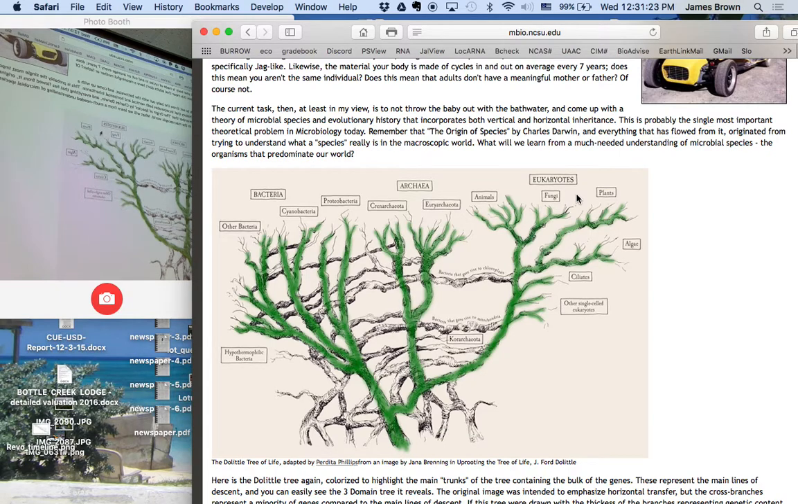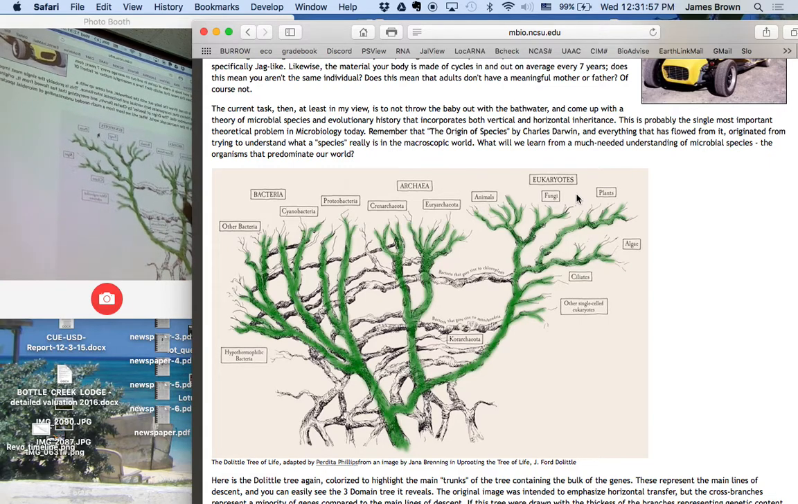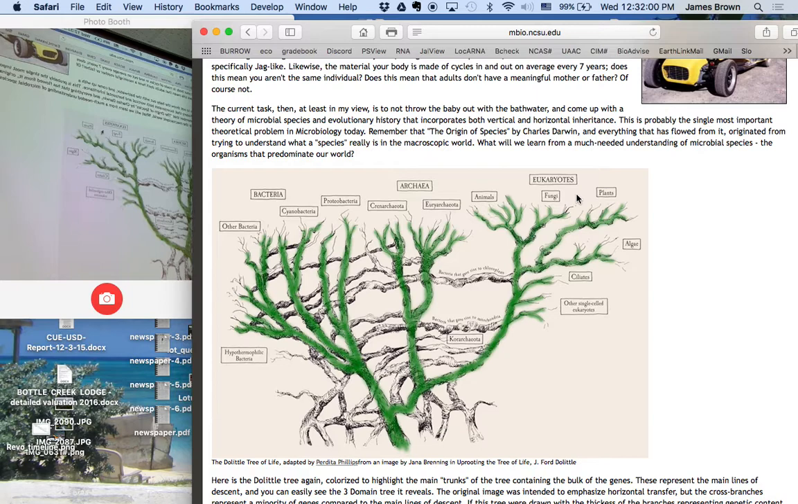Here's one. This was done by a lady named Perdita Phillips. She's Australian. Working at Ford Doolittle's lab, she was an artist, and she redrew that tree I showed you a minute ago in a little nicer way. But what I've done here is I've colorized the three-domain tree within that. And if these branches represented the amount of genetic material present, these would be major trunks following through here, and these would be much thinner vines or threads connecting them. I think that would be a realistic way of thinking about these phylogenies and the genealogy of the organisms that carry them.